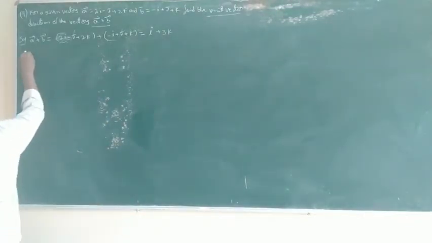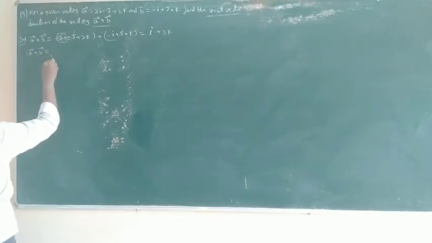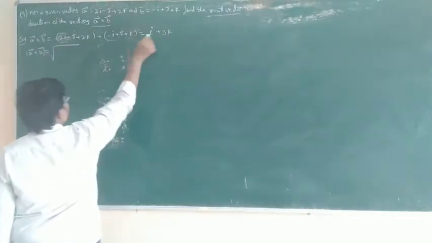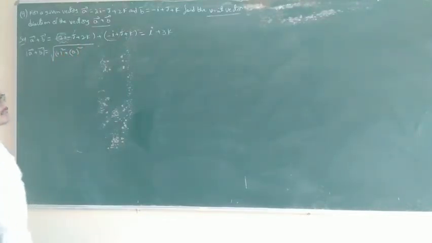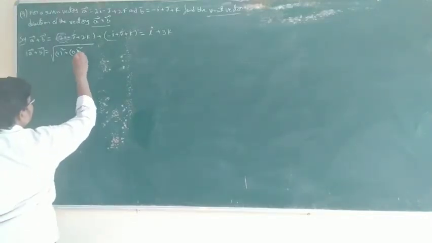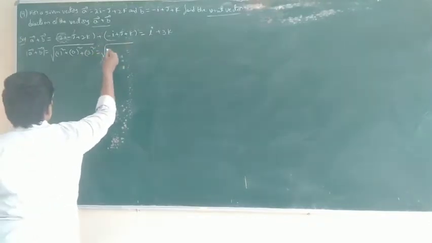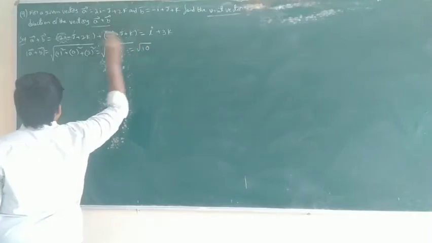So next, mod a bar plus b bar is equal to root of 1 square plus 0, because the j term is missing, plus 3 square, so that is equal to root of 1 plus 9, which is root 10.